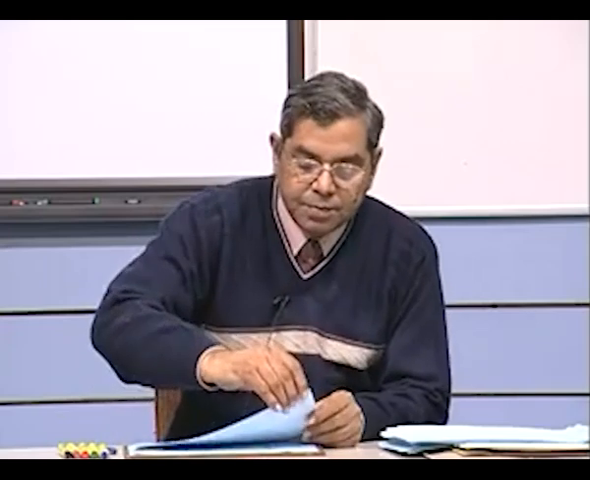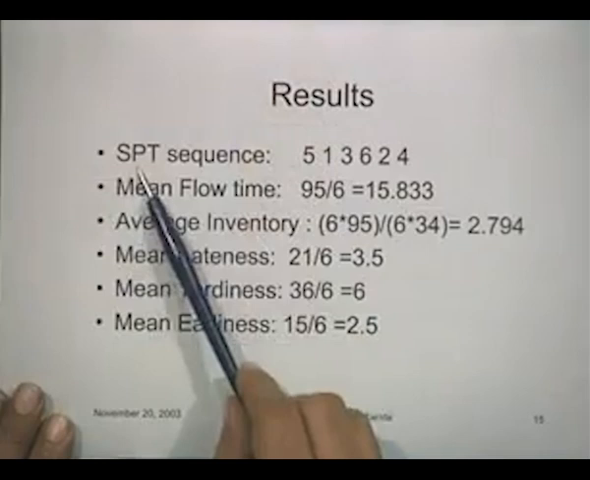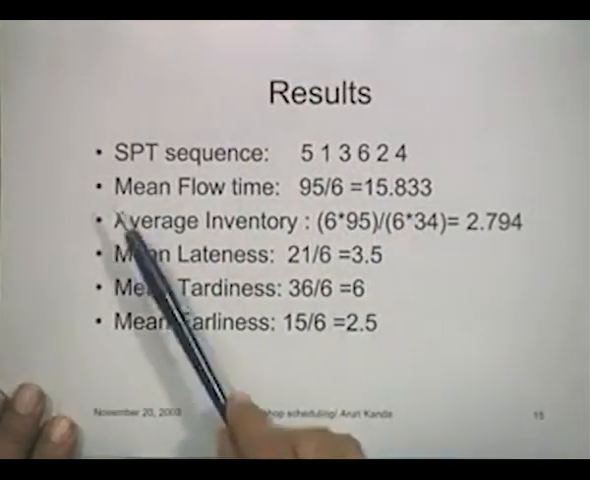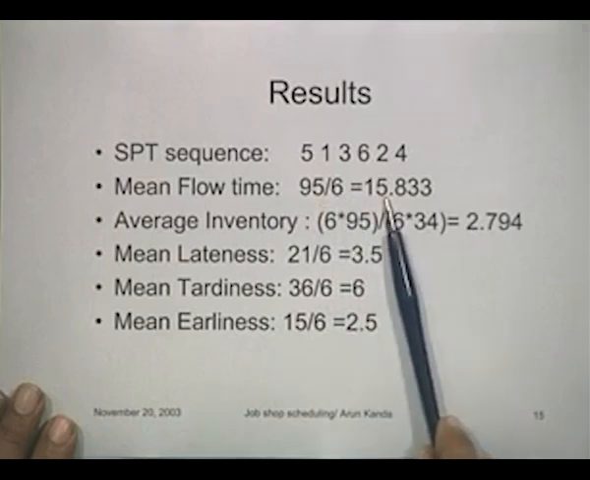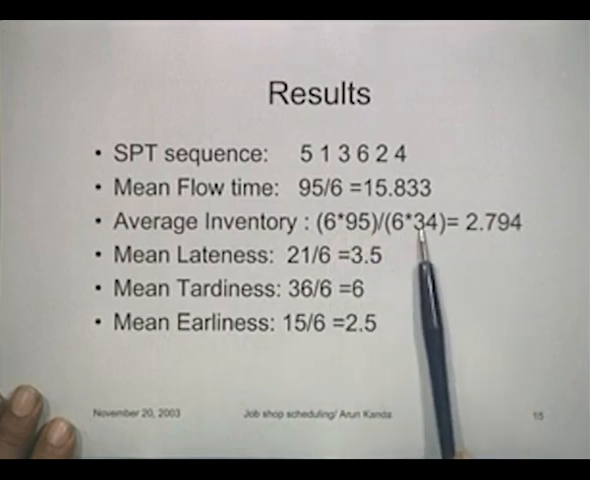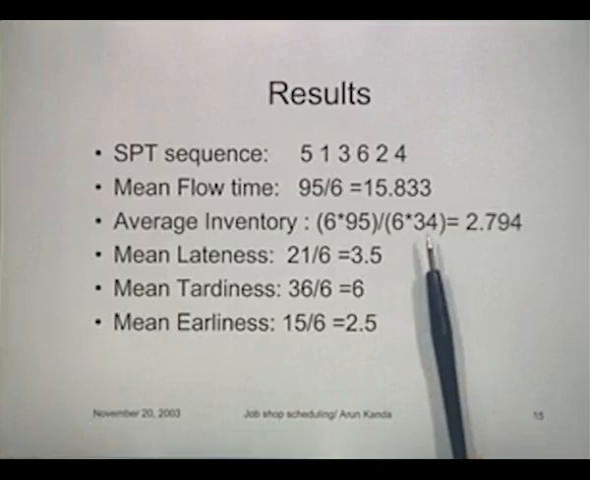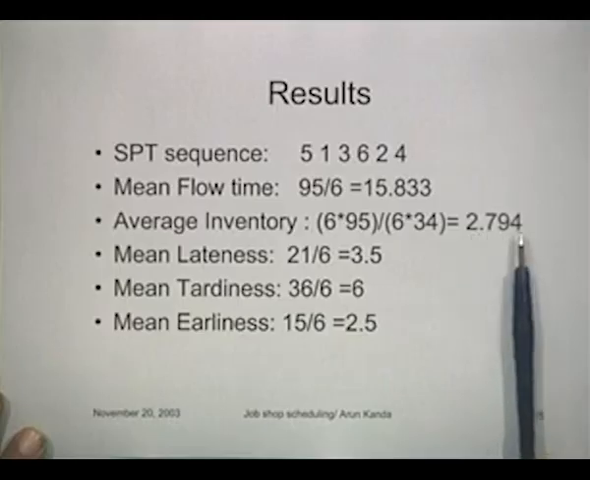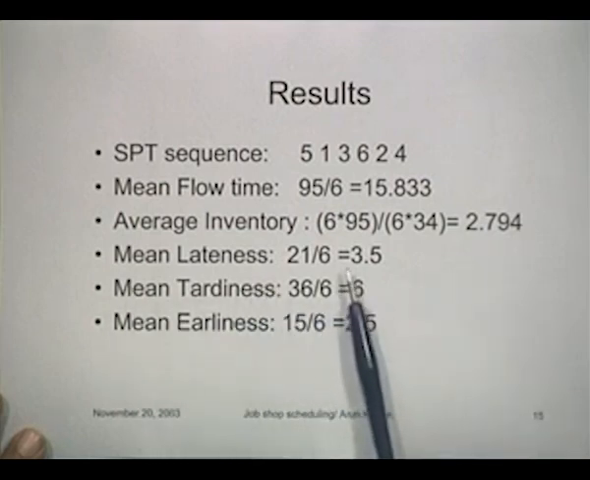So what we are doing is we can look at some of these values and try to summarize the results for this particular case. So the SPT sequence is 5, 1, 3, 6, 2, 4. The mean flow time is 95 divided by 6, which is 15.833. The average inventory is 6 into 95 divided by 6 into 34. This actually comes directly from the formula that we derived about the total area under the curve for inventory. So the average inventory is 2.794 jobs. The mean lateness is 3.5.